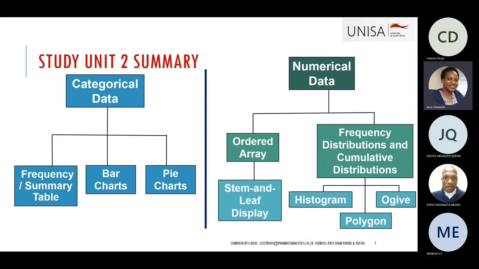And in terms of frequency distribution, you need to know how to build the frequency distribution, the rules, the properties of building a frequency distribution, which is a summary table for numerical data. You need to be able to know how to interpret your histogram, how to build the histogram, how to build a frequency polygon or a cumulative frequency polygon, which is also called an ogive.